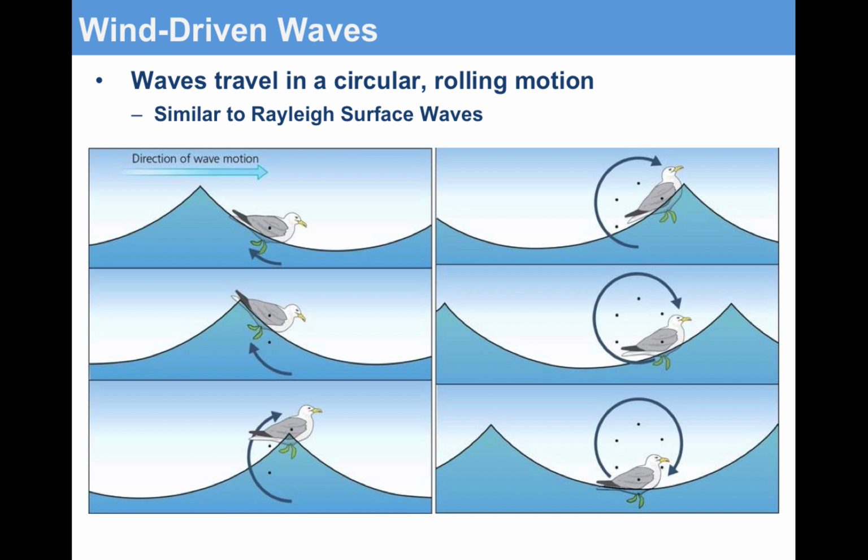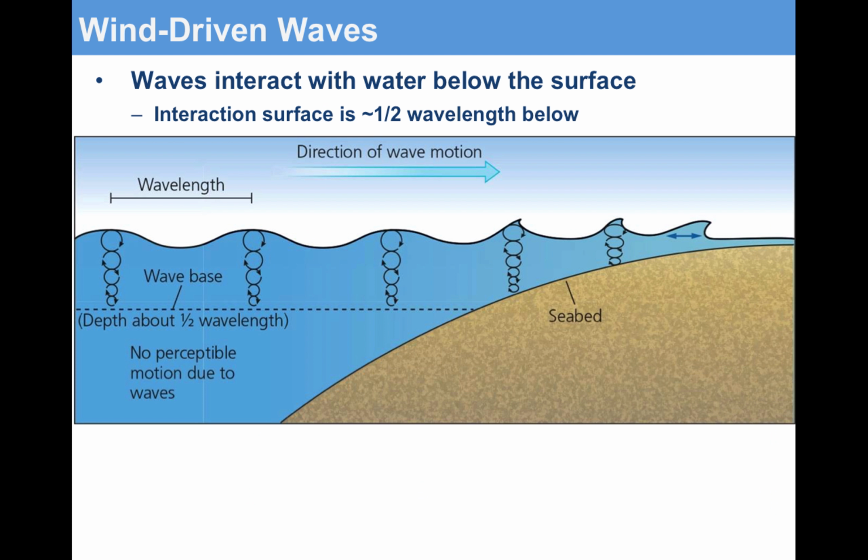Waves travel in a circular motion, very similar to Rayleigh surface waves in earthquakes. Those are surface waves that travel along the surface of the Earth in a kind of circular motion. Here is a seabird moving along with the wave. It's easier to see if you have something in the water. Waves interact with water below the surface. You know this if you've ever been to the beach and been knocked around by a wave, even if you weren't standing up, you've been under the water.